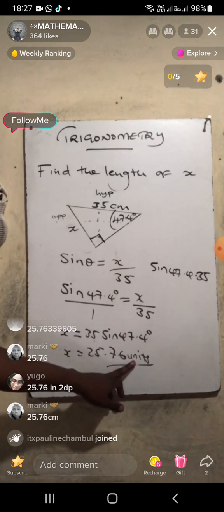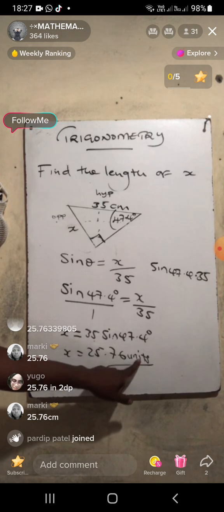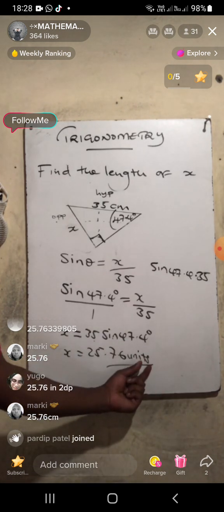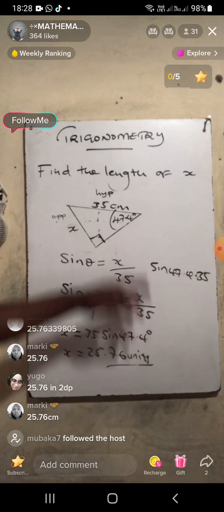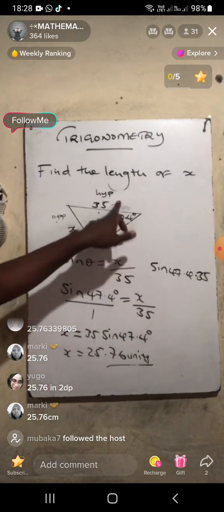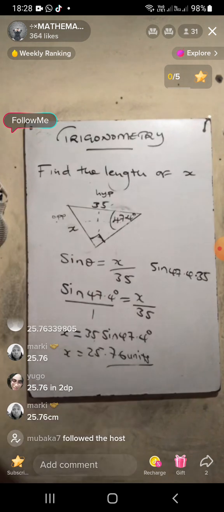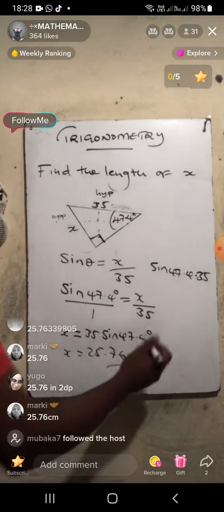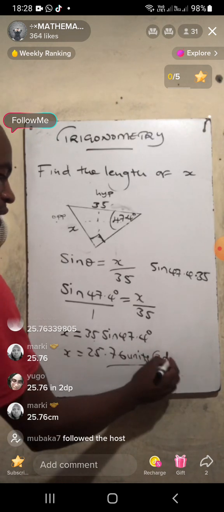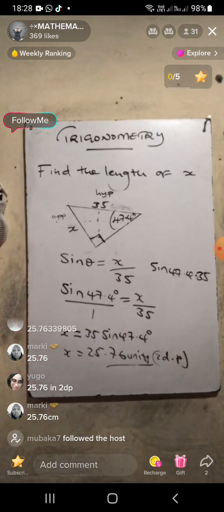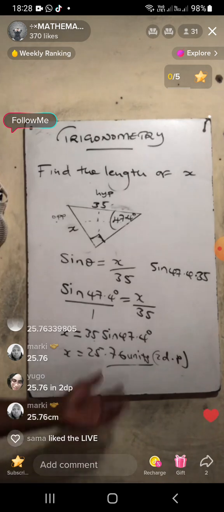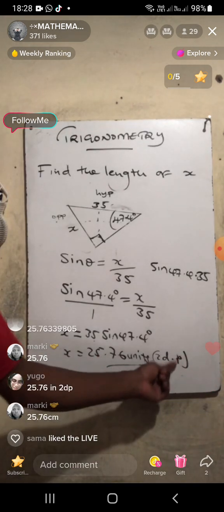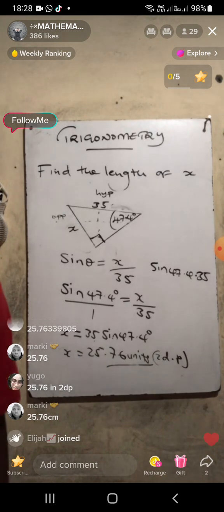If you're not sure of the units that are being used, just write units, and the marker will know that there must be units here. So let's not assume it's centimeters or meters, because it can also be kilometers. You never know. So just indicate units, and also indicate the decimal place that your answer has been left to. We have left our answer to DP, which means to decimal place.